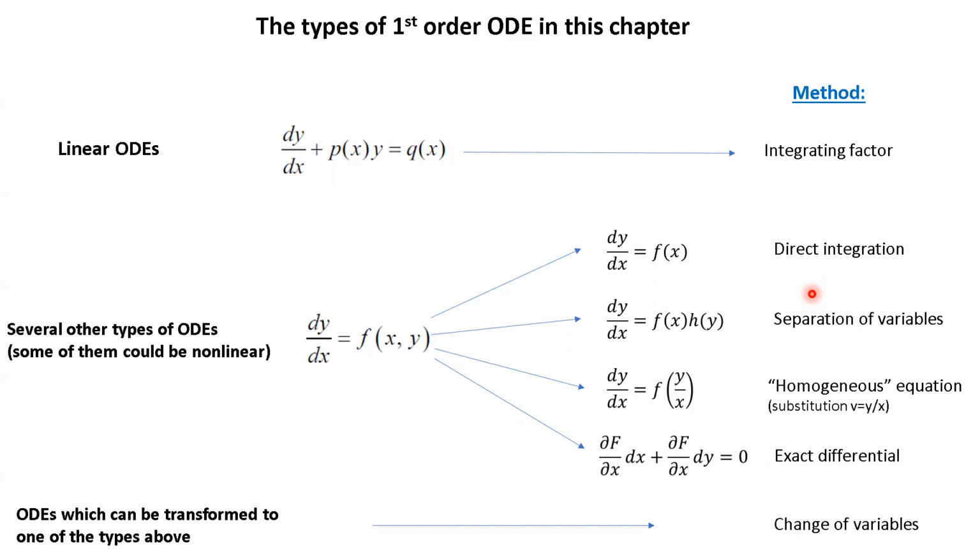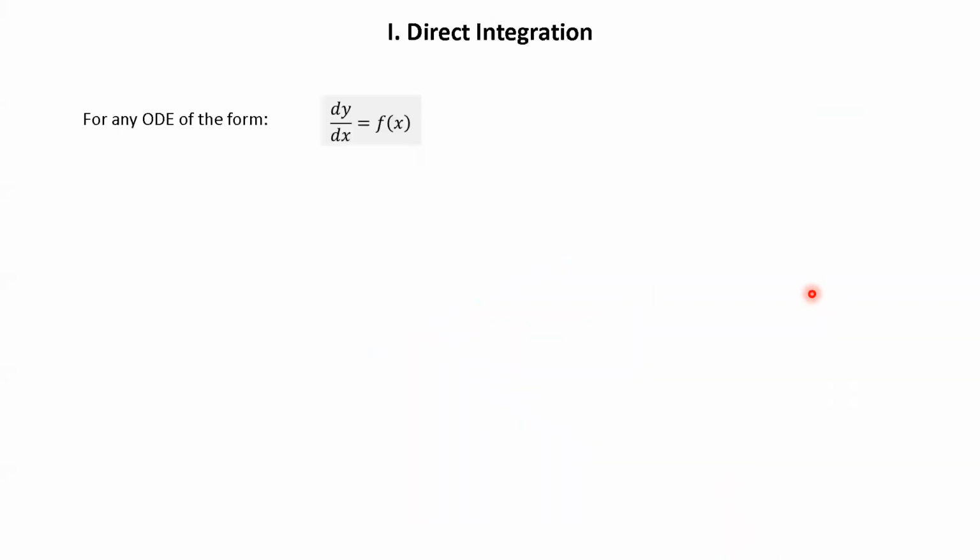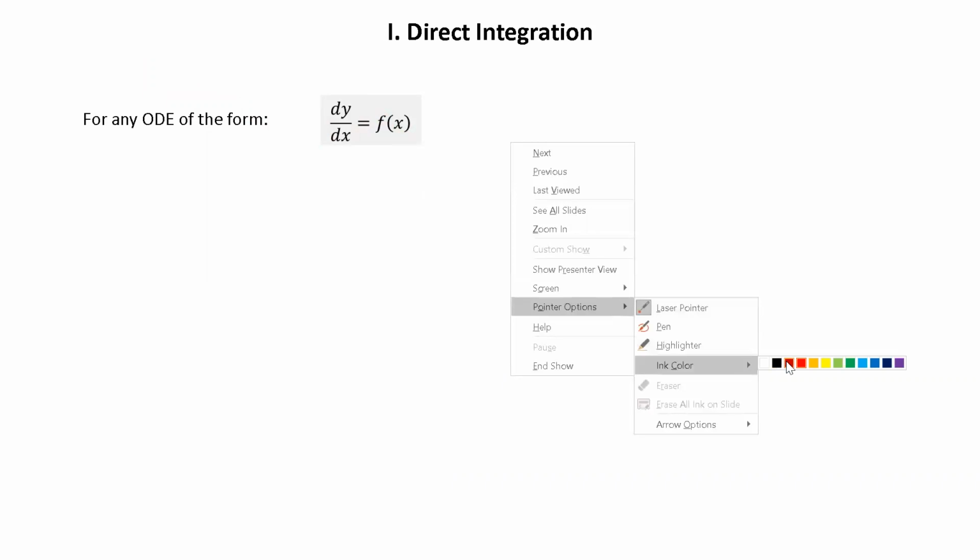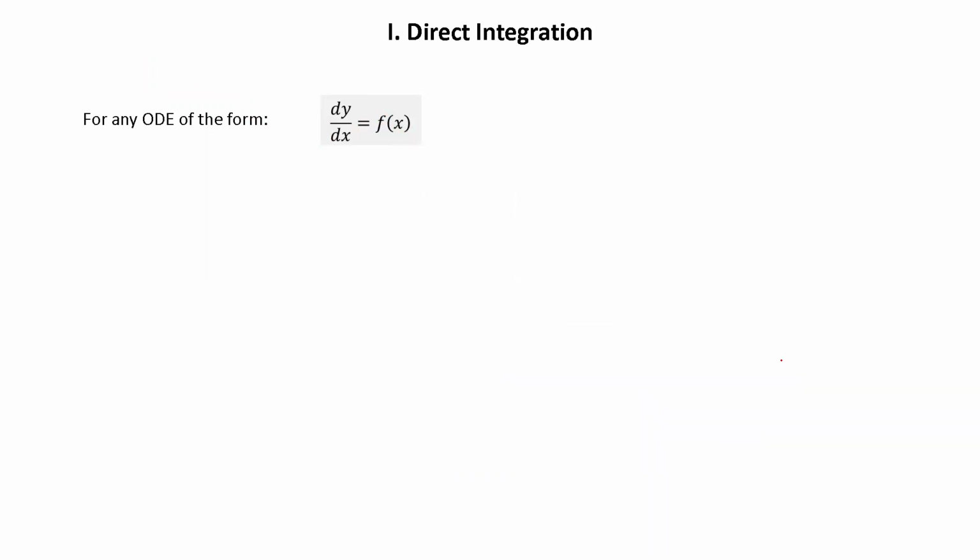So then let's go through them one by one. I will go from the easiest type of ODE first, this type. If I have an ODE of the form dy/dx equals f of x, f of x can be, for example, x squared plus sine x. That's one example. Or x cubed plus log of x.